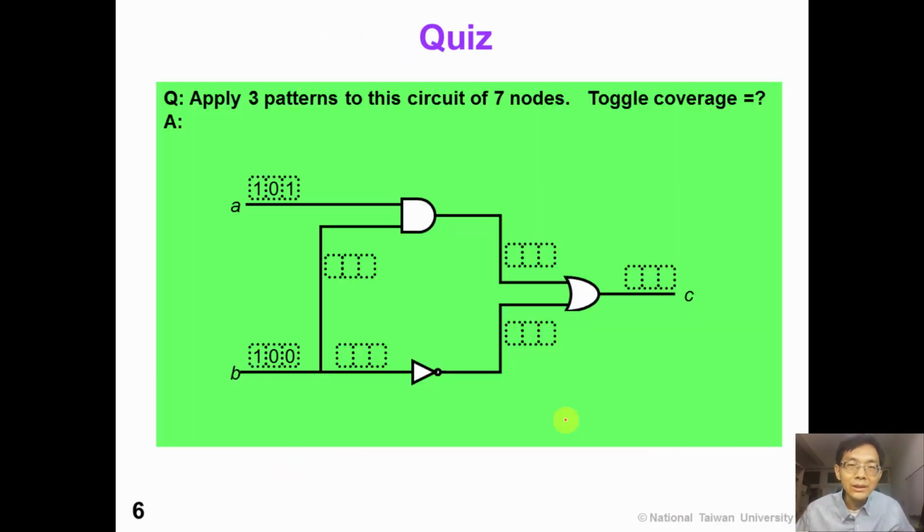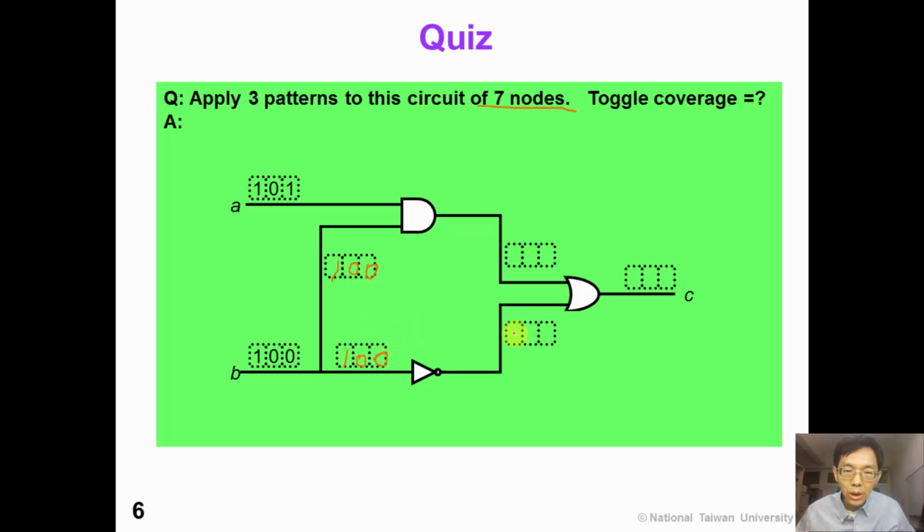So now, it's time for you to work on a quiz. For this circuit, suppose we apply 3 patterns, and we have 7 nodes in this circuit. Please tell me the toggle coverage. Okay, have you done yet? This should be pretty easy.